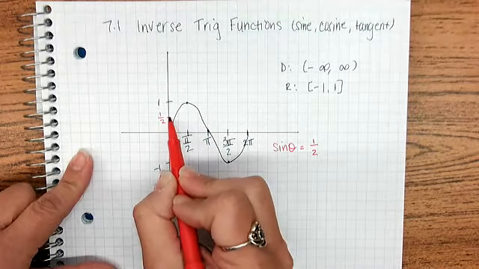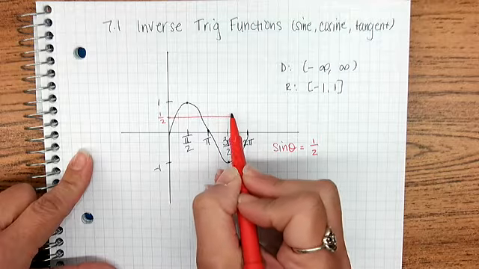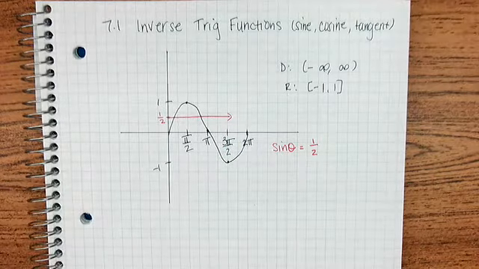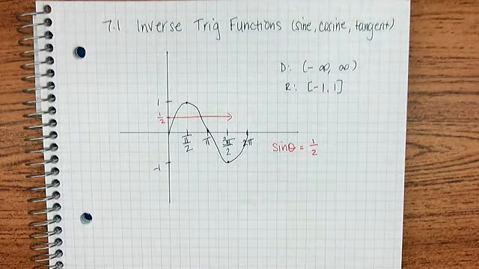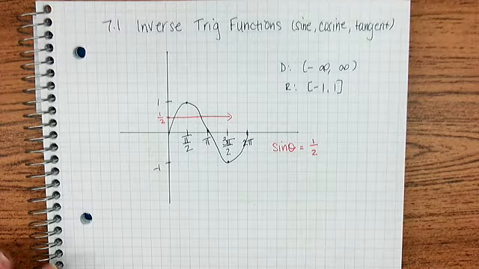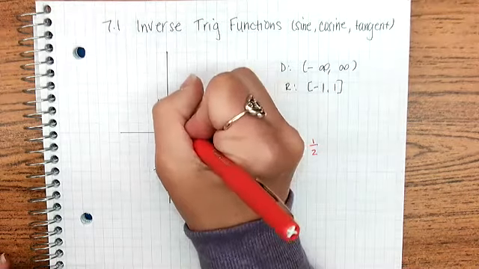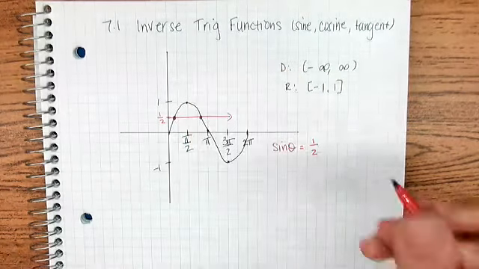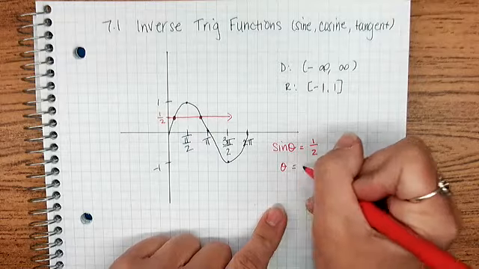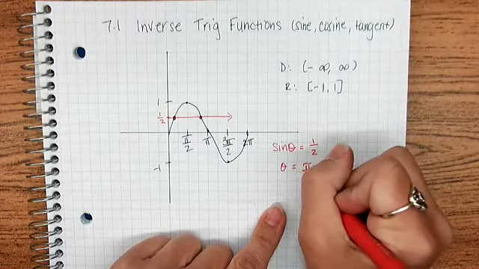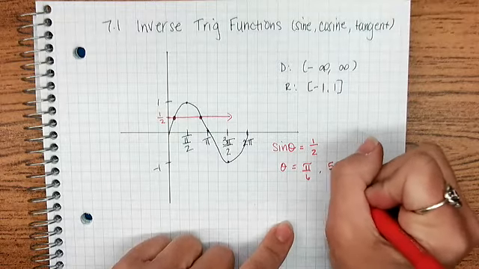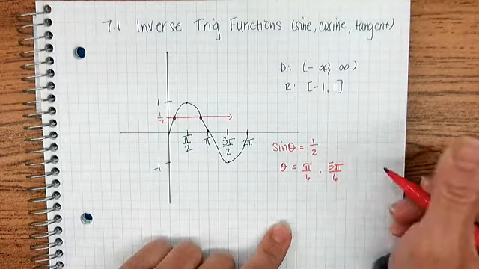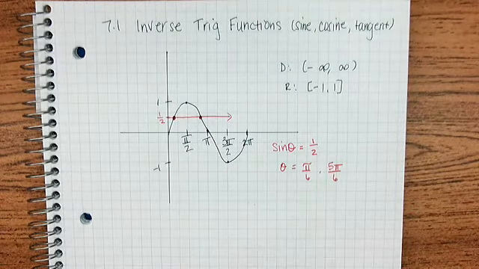And you would see, where does the line y equals 1/2, sine theta equals 1/2, intersect the curve? We would have two places, and we would say that theta is pi over 6 and 5 pi over 6. So that's how we would find the answer graphically. Like I said, I think we know that off the top of our heads.